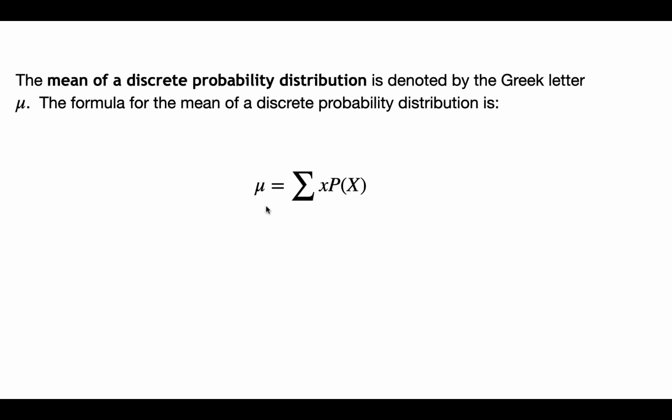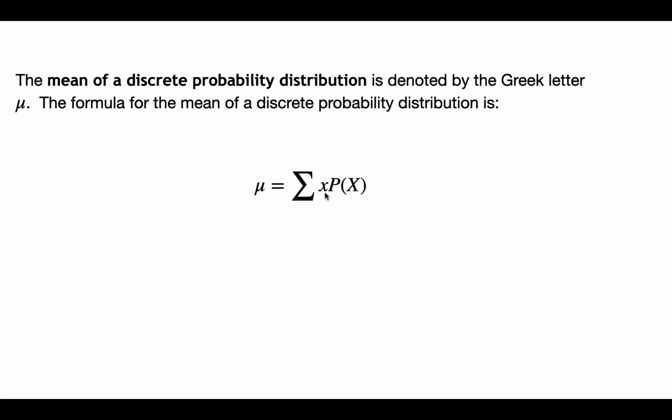So let's just note that for the mean, it's denoted by the Greek letter mu. This should look familiar to us from back in chapter 3 on our parameters, when we have numerical summaries of a population data set.